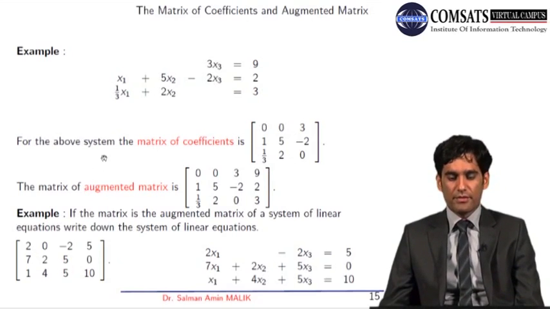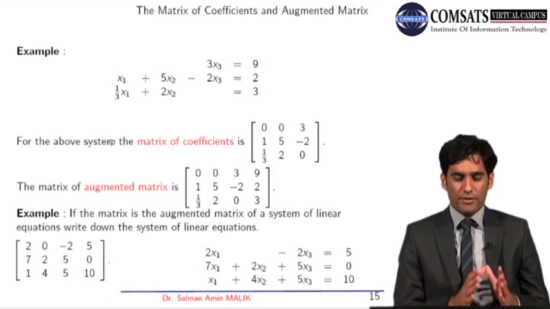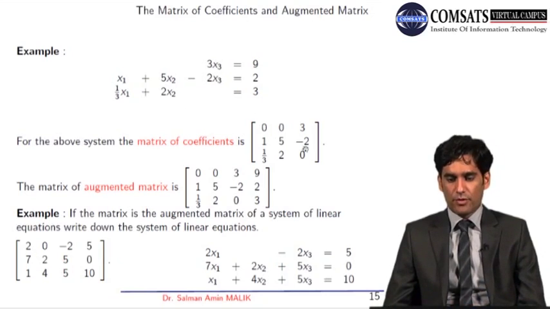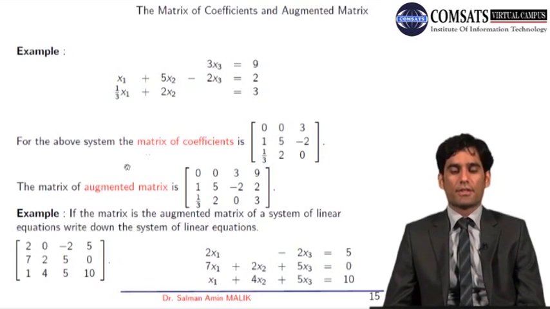And the augmented matrix has been obtained by adding one column to the matrix of coefficients, and that column corresponds to the right hand side of our system of linear equations, which is 9, 2 and 3. So the augmented matrix is given by this one. We have the matrix of coefficients and the right hand side of the system. So we know how to write down the matrix of coefficients and augmented matrix whenever we are given a system of linear equations. Let's see another example.